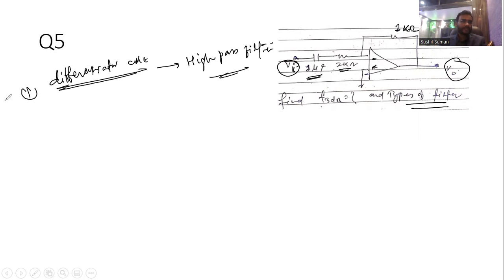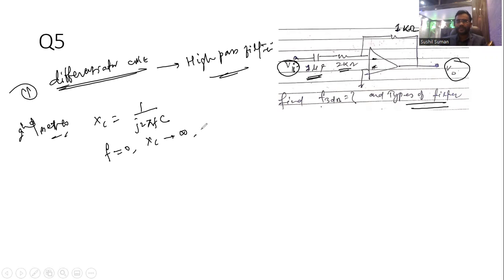Okay, this is the first way. Second method, just put the frequency. XC equal to what? 1 upon j omega C, that is 1 upon 2 pi f into C. If f equal to 0, then XC tends to infinity. If XC tends to infinity, then I equal to what? 0. The input current I equals 0. If f equal to infinity, then XC tends to 0. Then I equal to what? Infinity. It means a high amount of current is flowing.